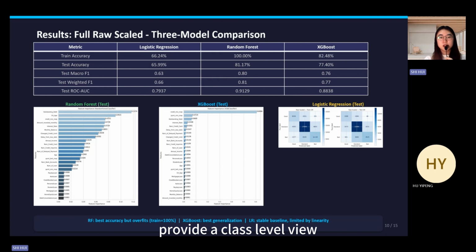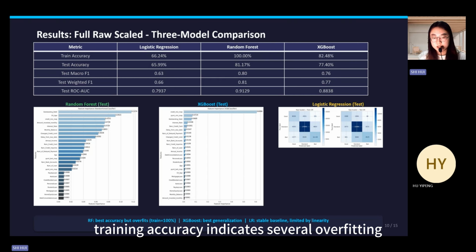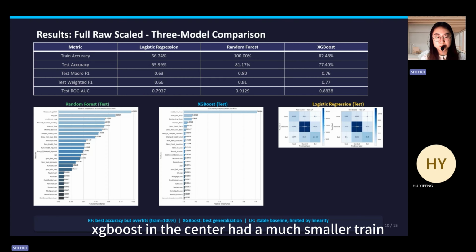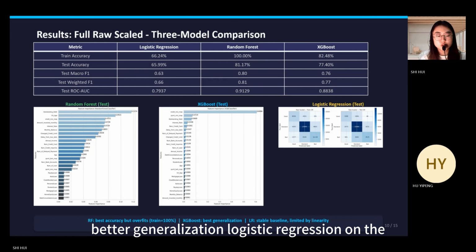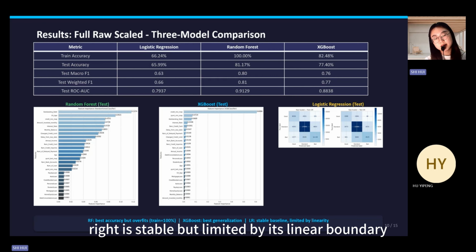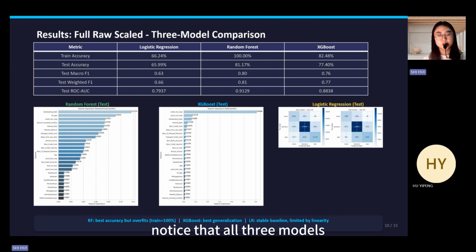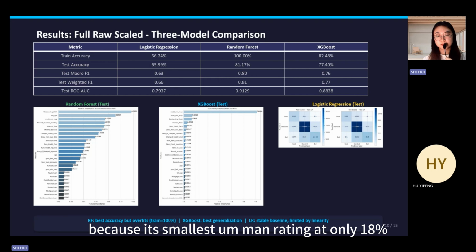The 3 confusion matrices provide a class-level view. Random forest on the left shows strong diagonal performance, but its 100% training accuracy indicates severe overfitting. XGBoost in the center has a much smaller train-test gap and better generalization. Logistic regression on the right is stable but limited by its linear boundary. Notice that all three models perform best on the standard class, which is the majority. The good class is the hardest to predict because it is the smallest minority at only 18%.